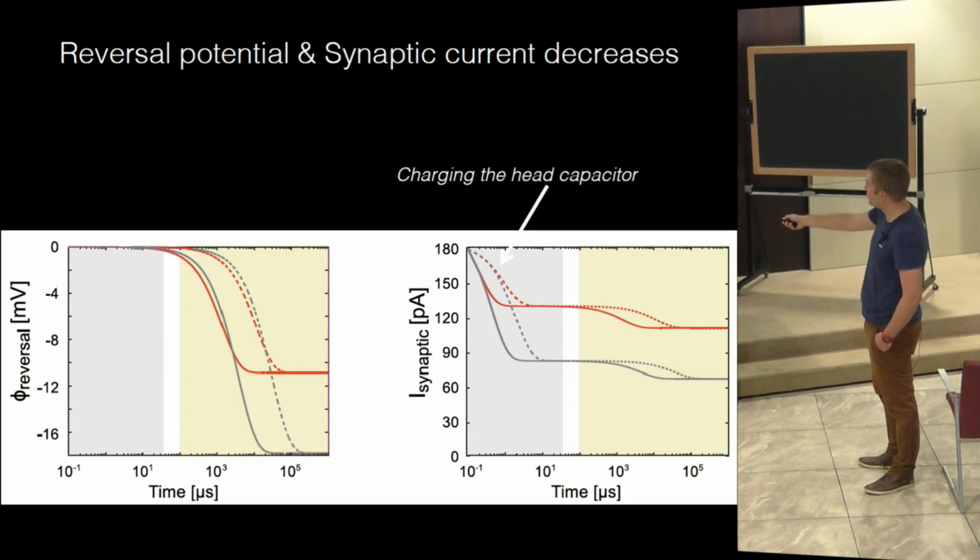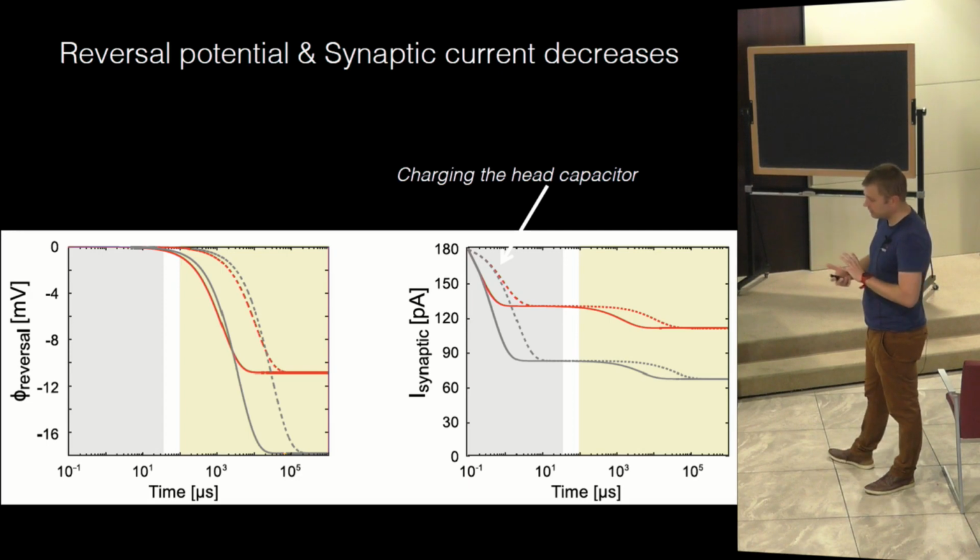So initially you have a drop due to charging the capacitor, and so decreasing a lot the synaptic current. So at some point it equilibrates here. This plateau is when the synaptic current is equal to the neck current. And if you wait sufficiently long, there is a small other drop, which is due to the decrease of this reversal potential.